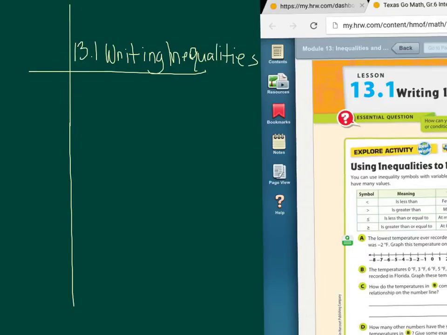One of the most basic things that you need to remember for 13.1 is the less than and greater than symbols. And you learn them in elementary school, but sometimes you have a hard time remembering what they stand for.